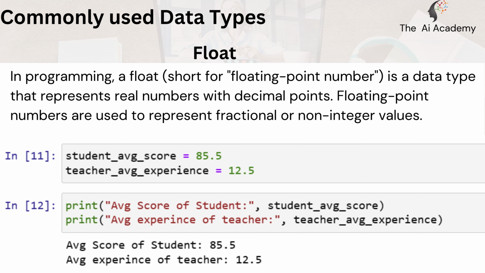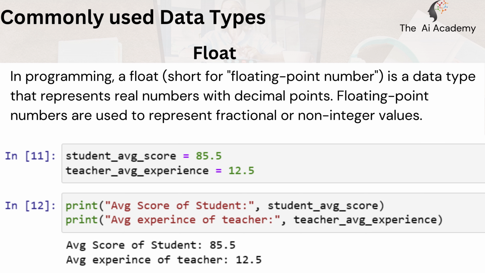When you assign a number with a decimal point to a variable, Python automatically recognizes it as a float data type. Let's break down the example. student_average_score = 85.5. In this line, we are creating the variable and assigning it the value 85.5. The value 85.5 contains a decimal point, so Python automatically treats it as a float data type. After this assignment, the variable holds the floating point value 85.5.